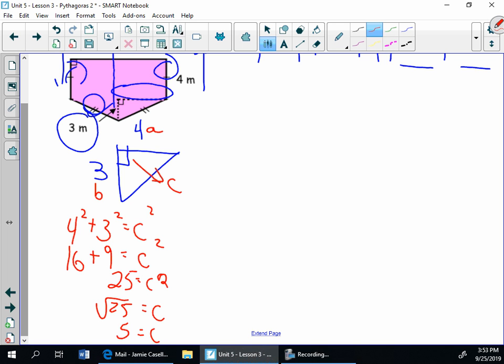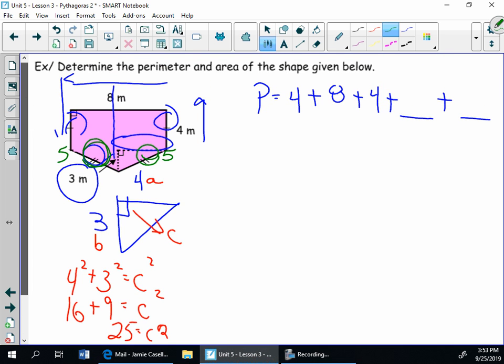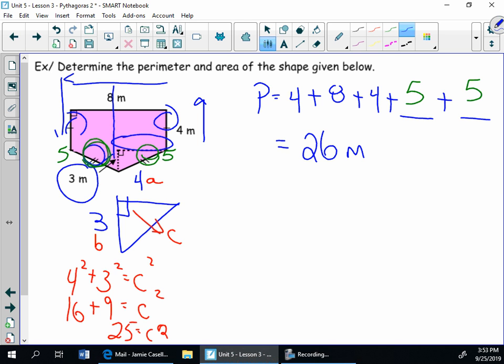So if I go back to my diagram now, I can add something to the diagram. I can say this double dash right here is 5. So is that one. Which means in my perimeter idea, I've got another 5 and another 5. Put it all together, 4 plus 8 plus 4 plus 5 plus 5, and we get 26 meters. Okay, all the things on the outside added together.